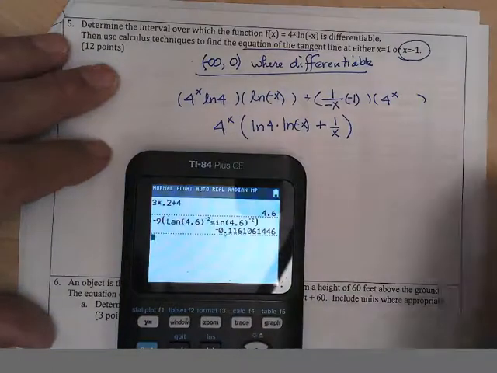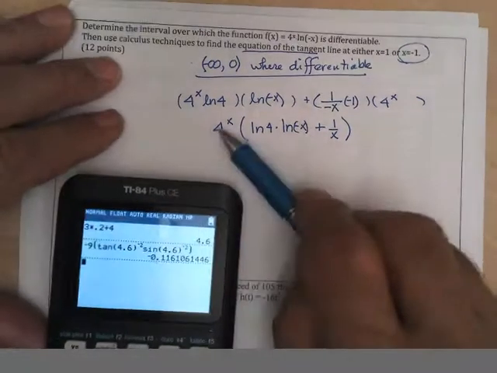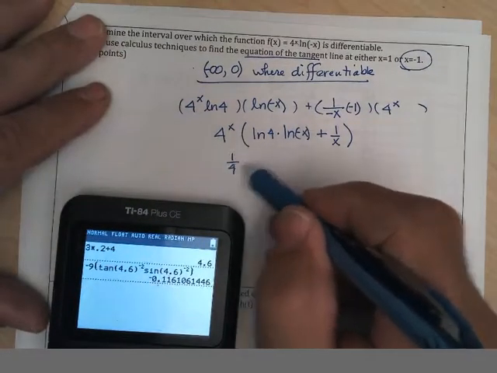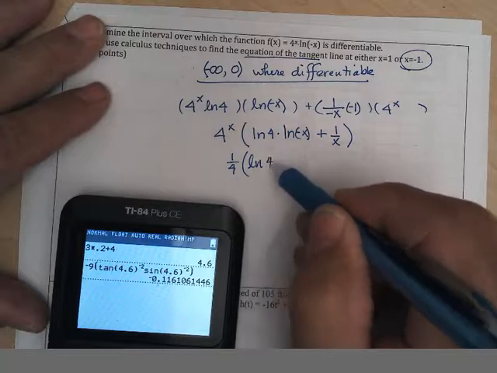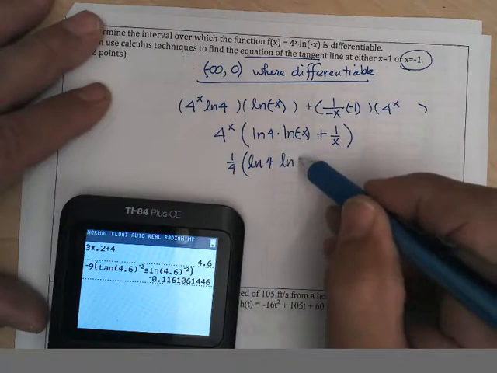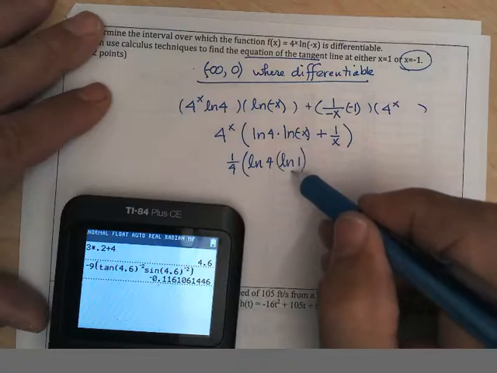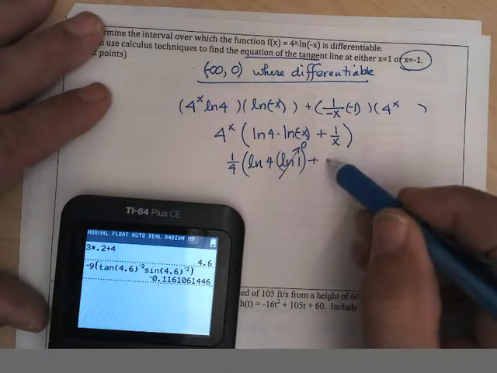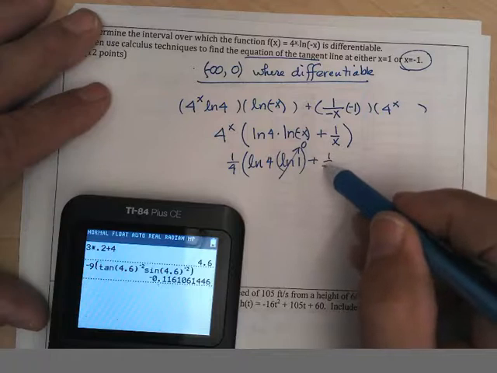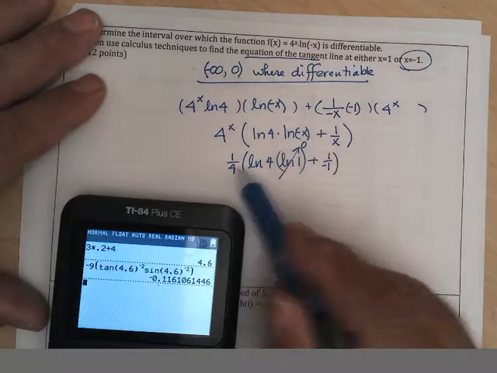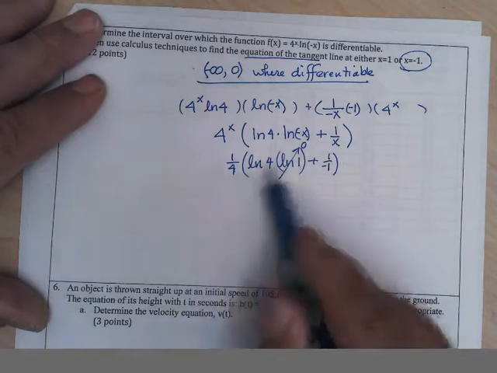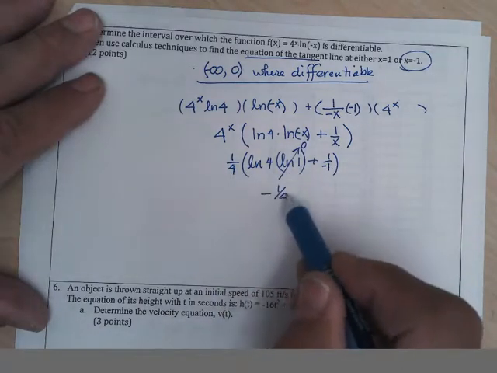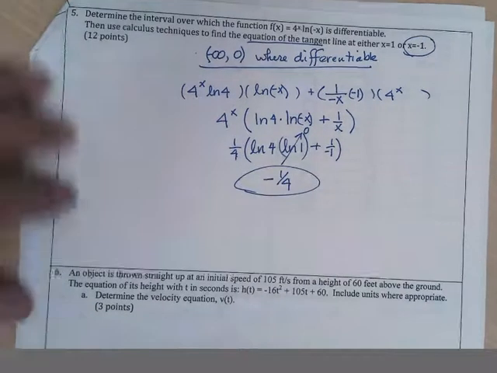So we're doing negative 1. So 4 to the negative 1, of course, is 1/4, ln 4 times ln of 1, which is 0, plus 1 over negative 1, which is negative 1. So we get 1/4 times negative 1, and 1/4 times 0, and they add up to be negative 1/4. Didn't even need my calculator that I was pulling out.